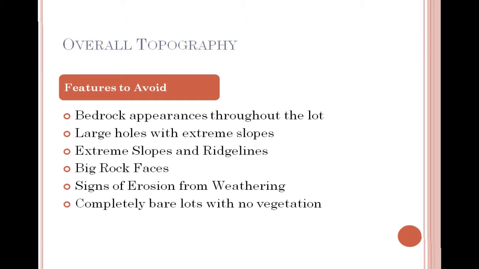Large holes with extreme slopes. So why would you want to avoid these? Well, they create erosion. So when it rains, all the water gets rushed into these large holes, and it's going to erode, and it could eventually reach your house where it becomes a safety hazard. Extreme slopes and ridge lines is pretty much the same reason as large holes with extreme slopes. If you put your house on the bottom of a really big hill, all the water rushes down it, and it ends up in your backyard or your basement.